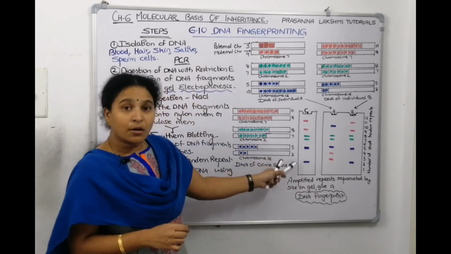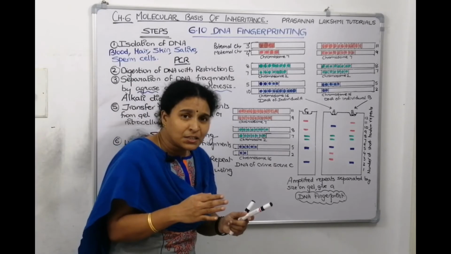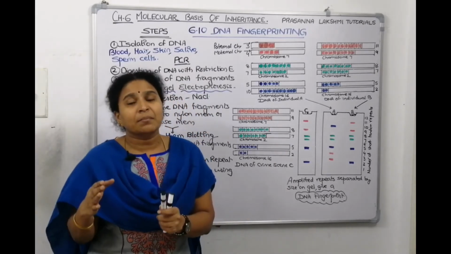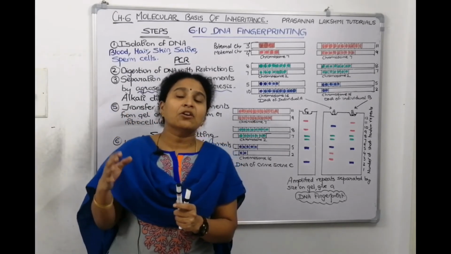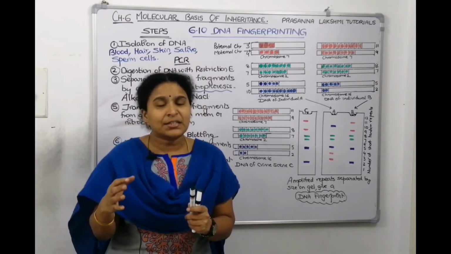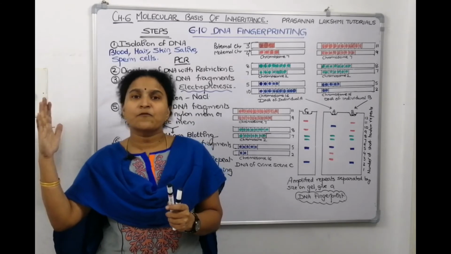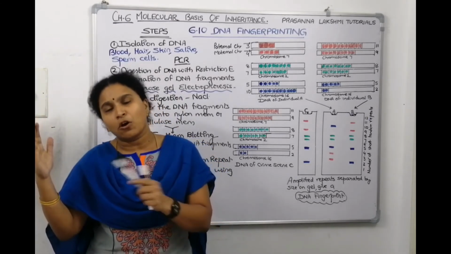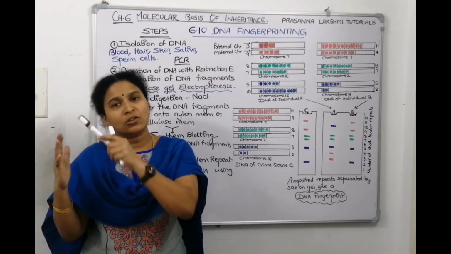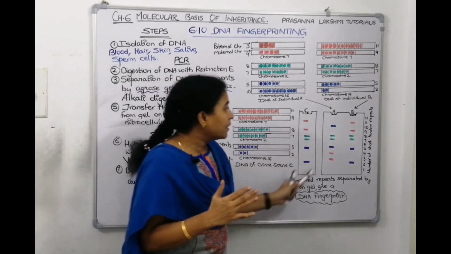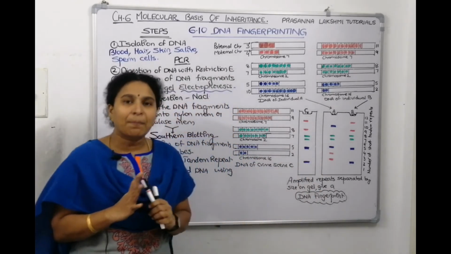First we will separate them on the gel. From the gel we will transfer to the membrane. On the membrane we will give radio labeled probes and convert the single strands into hybrid molecules. These hybrid molecules are exposed to X-ray photographic films. This technique is called autoradiography. They will give bands on the X-rays. The bands appear like this, and we will sit and compare the bands.